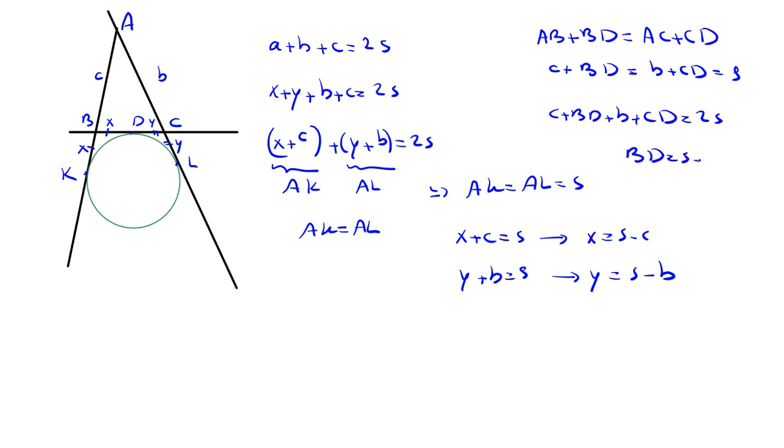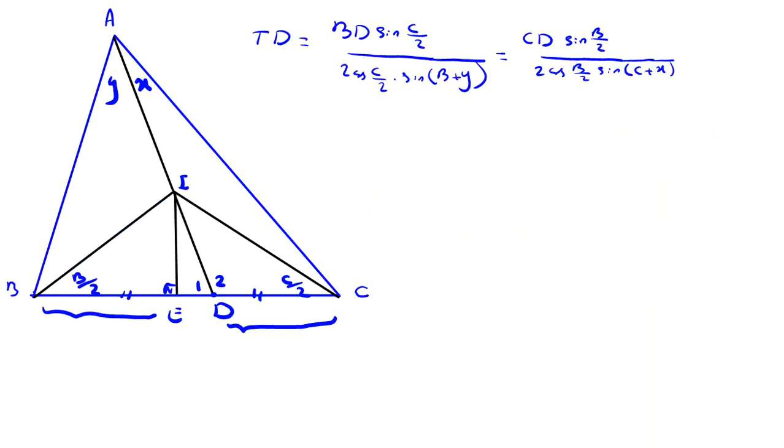So BD equals S minus C. And if you pay attention here, also BD is S minus C. So the D of the problem is exactly this point. Now we want to use these two things to solve the problem. Here we want to prove this.